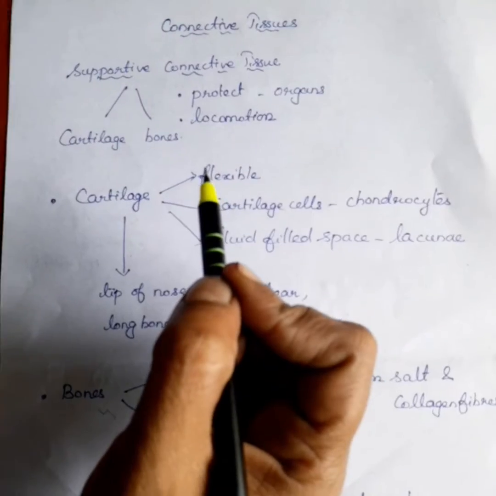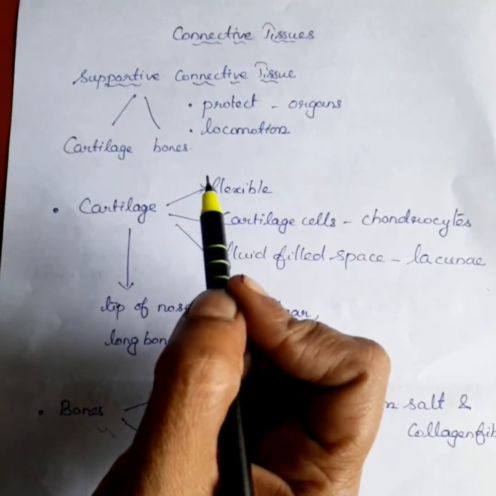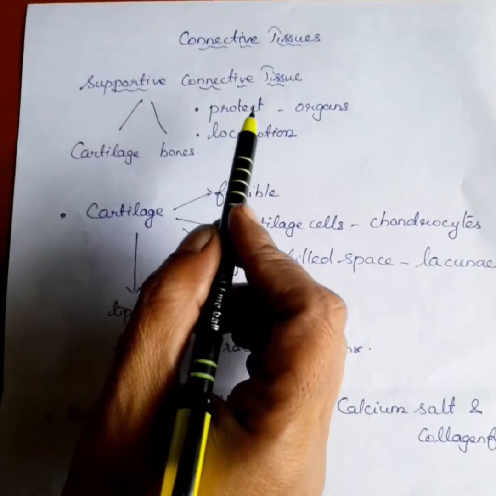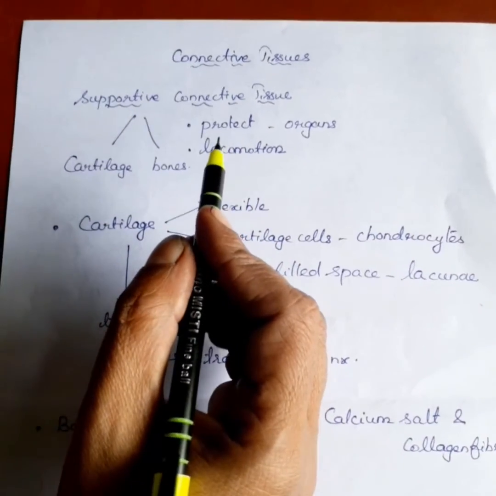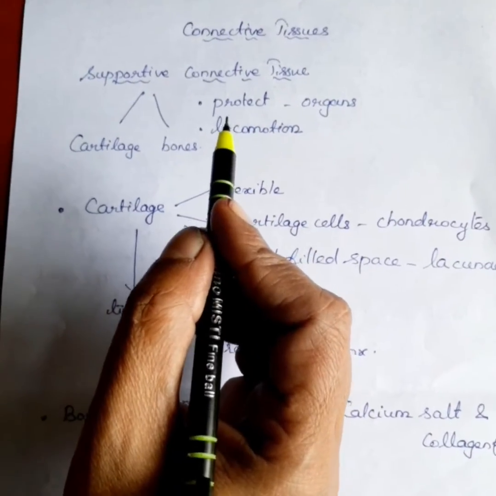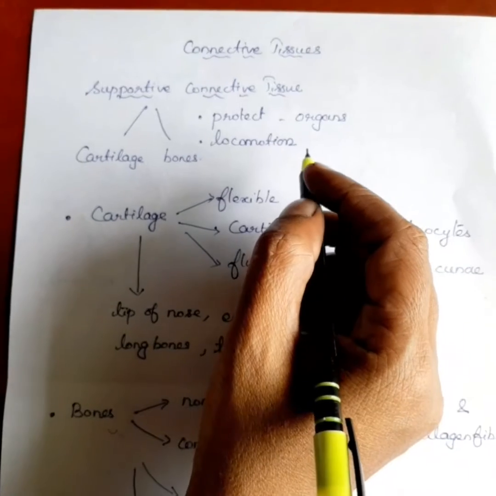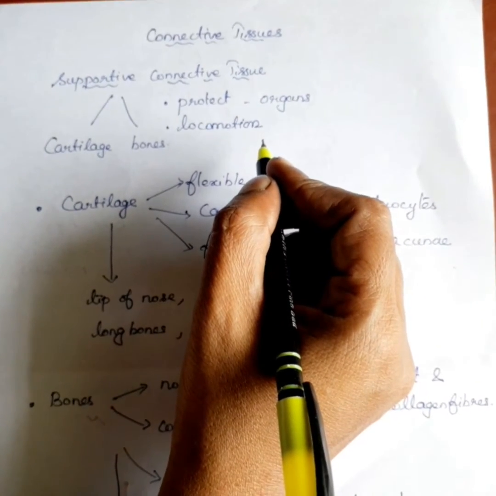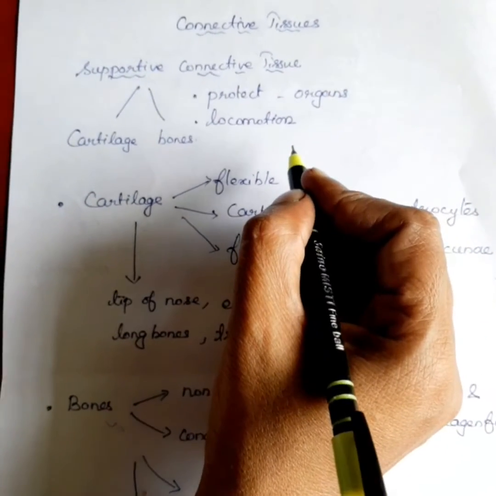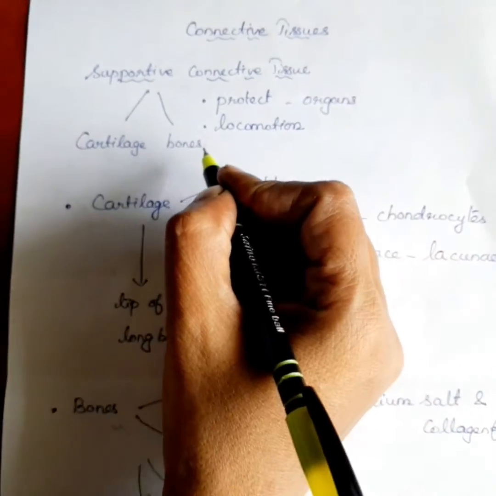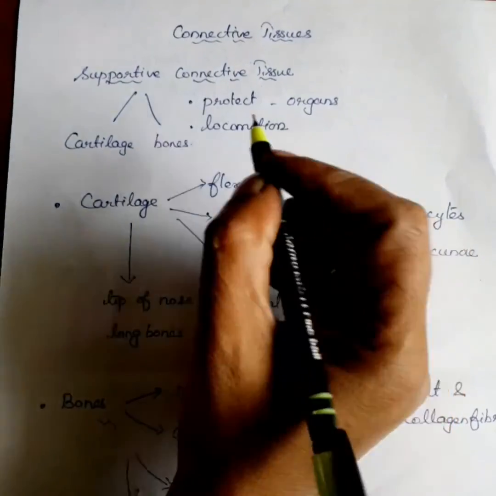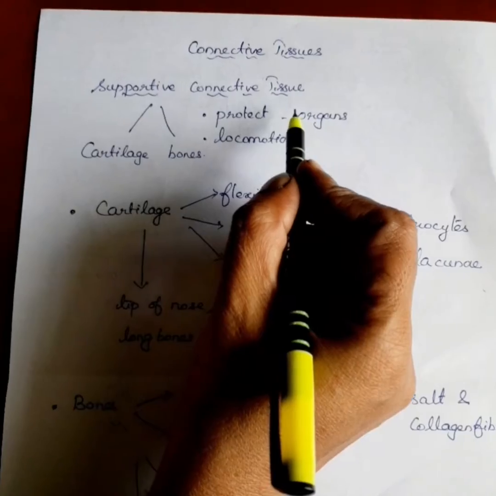Connective tissue is classified into connective tissue proper, supportive connective tissue, dense connective tissue, and fluid connective tissue. Friends, we have already learned about connective tissue proper. Now we are going to learn about supportive connective tissue.